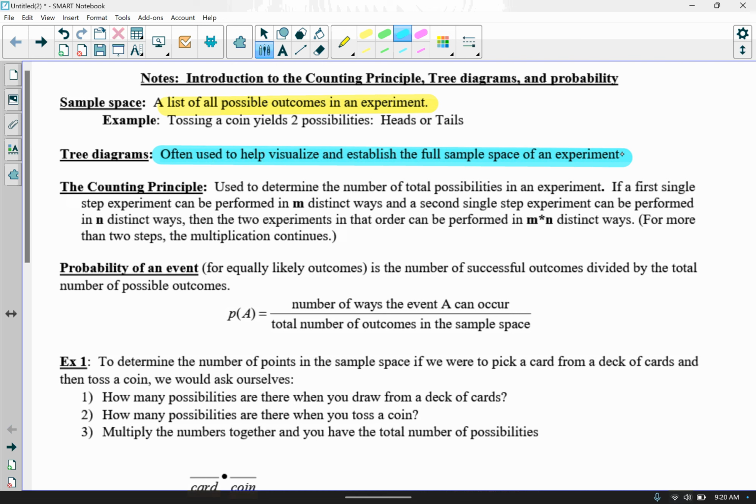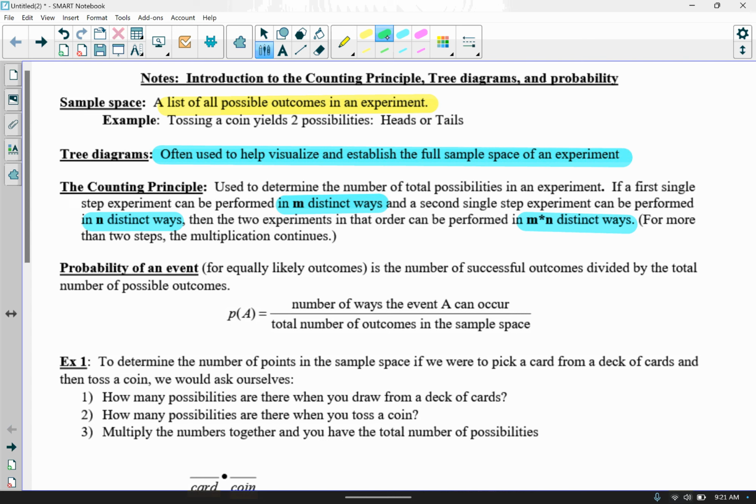And then associated with the tree diagrams will be the counting principle. And the counting principle will be a way in which we can determine how to set up our tree diagram. But even more broad scale than that, it tells you the number of ways an experiment can happen. So like I said, it's used to determine the total number of possibilities in an experiment. If the first step in your experiment can be performed in m distinct ways, and your second step can be performed in n distinct ways, then the two experiments in that particular order can be performed in m times n distinct ways. And of course, I'll be demonstrating that for you here in just a few moments.